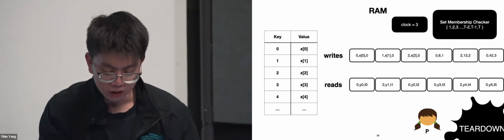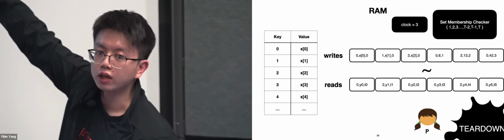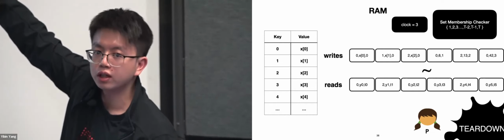And there's two shuffles. Where are the two shuffles? The first shuffle is used to build this set membership checker. And the second shuffle is just used to build whatever I present here, these two arrays are shuffled to each other. So that's it. That's how you build RAM. Very simple. Two shuffles make an array.